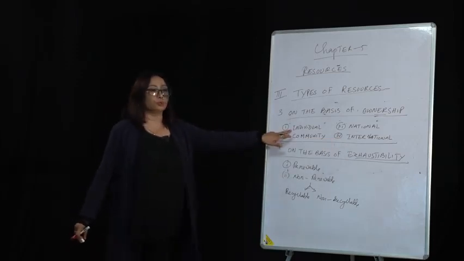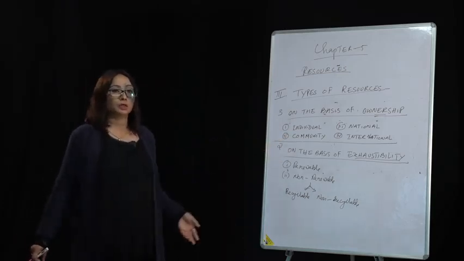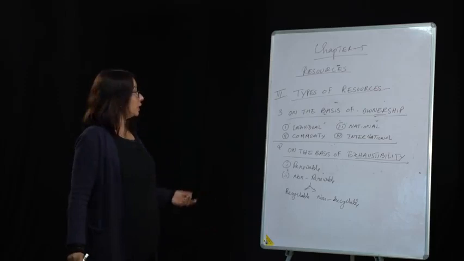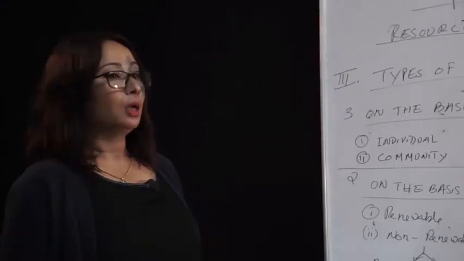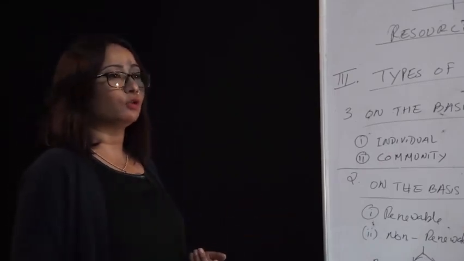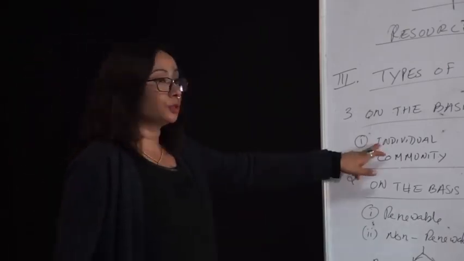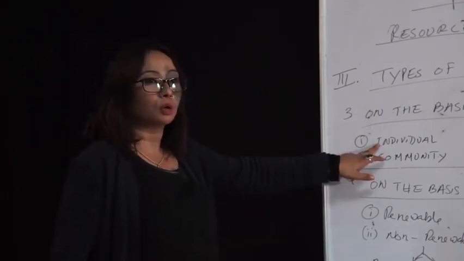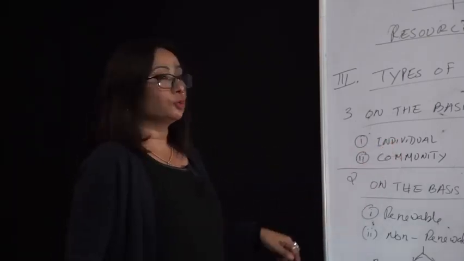So what is an individual resource? Individual resources are private resources. Your house. A farmer owns his land, his well, his plot of land in rural areas. In urban areas, in towns and cities, your plot of land, even orchards, pasture lands, all this is individual property. You can even include house, car. All this comes under individual property.